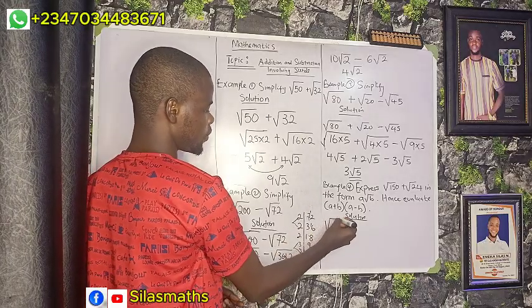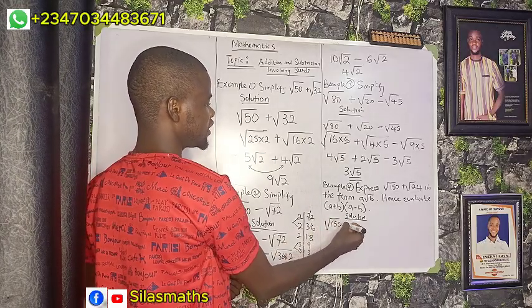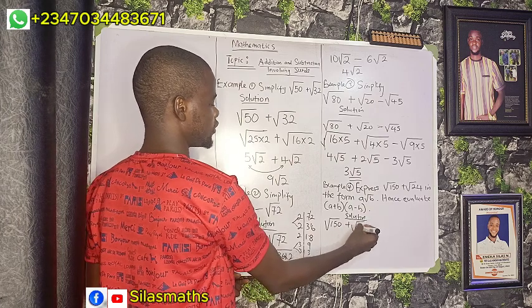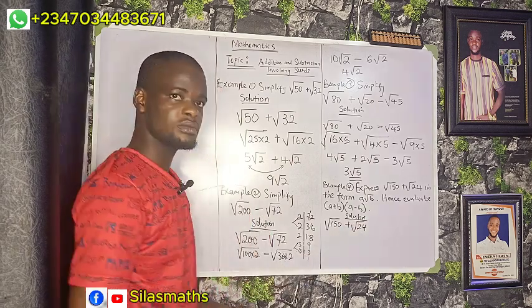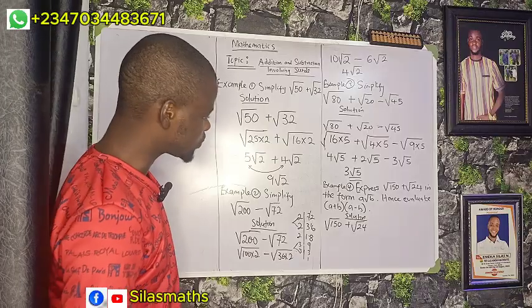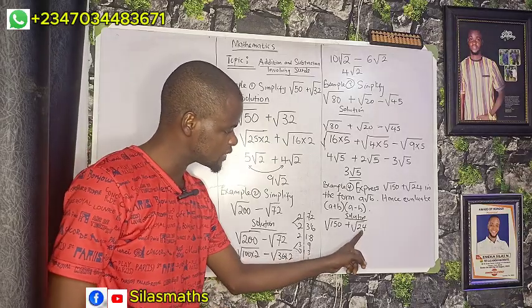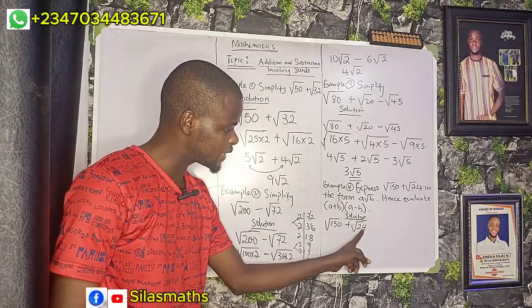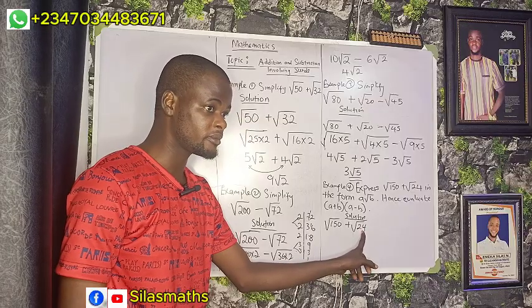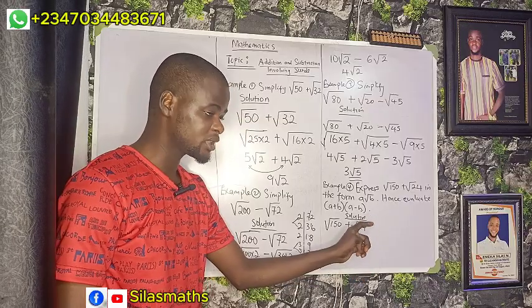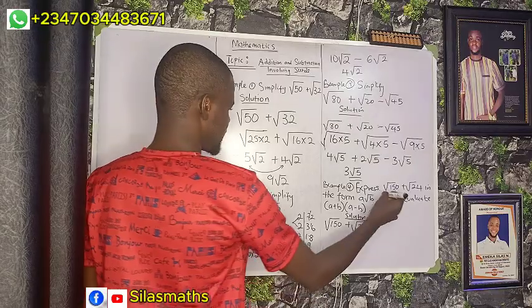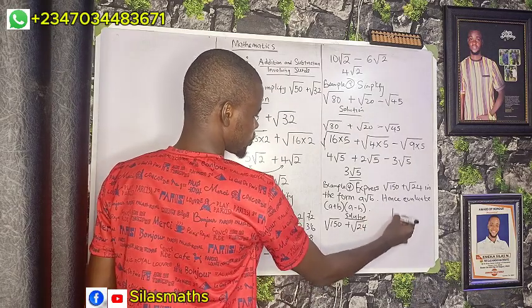So I have root 150 plus root 24. Let me ask myself a question: what square number will multiply a number to give us 24? Square number 4 is there. But let me just go ahead and prime factorize this quickly. Let's prime factorize 24.